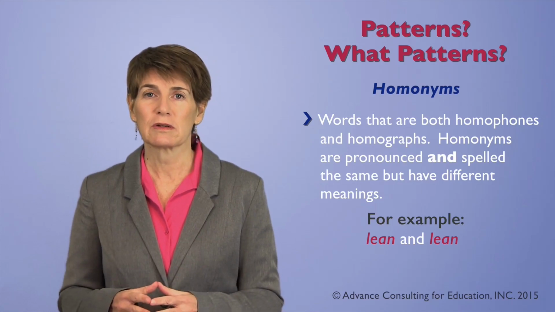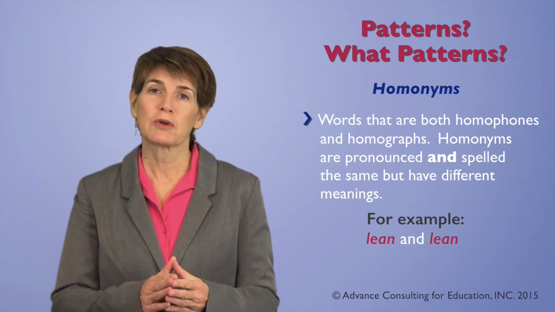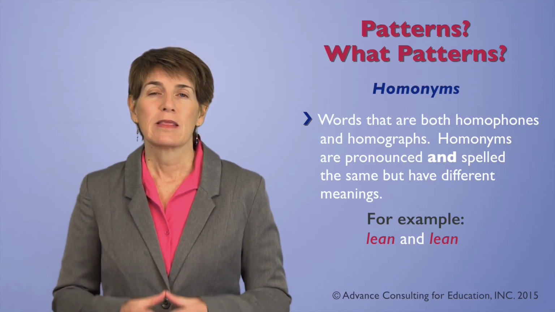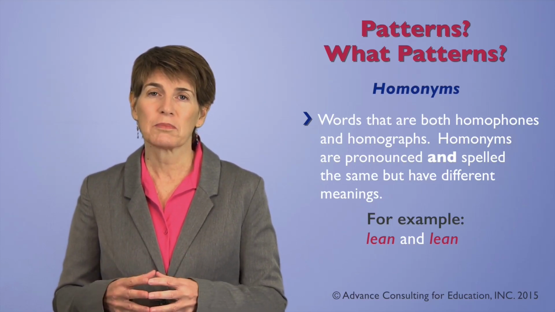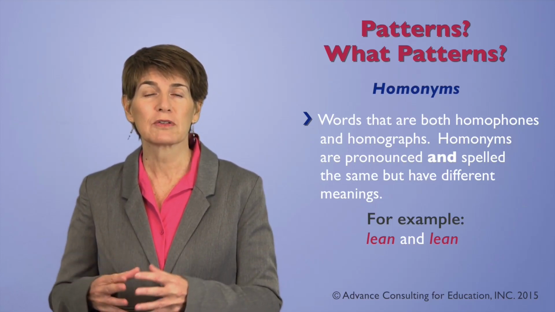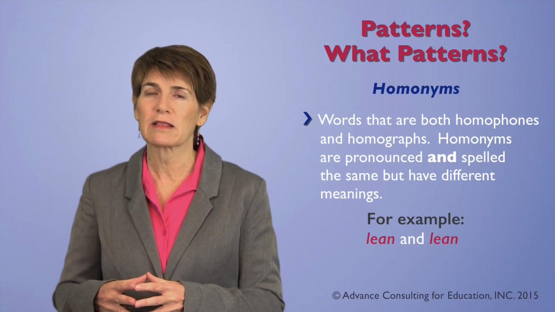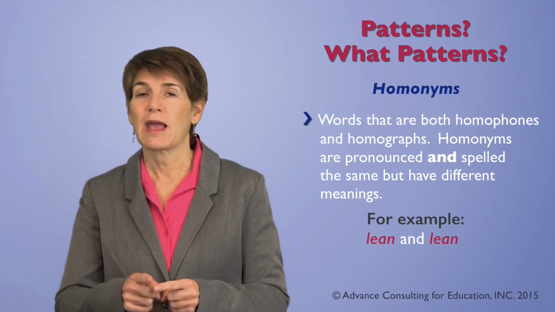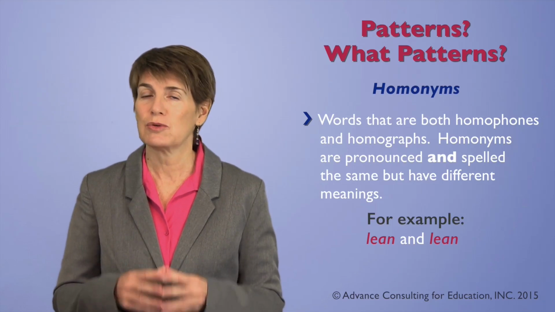So we've got two words here. We've got the verb to prop something against. So I leaned the book up against the counter. And then we've got the word that describes a person who doesn't have a lot of fat on him or her. So a lean person usually has a lot of muscle and is quite athletic. So that's two words, but they're spelled the same and they sound the same, but they have two different meanings.